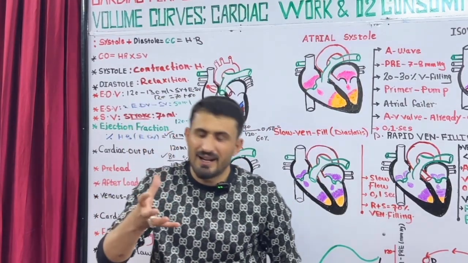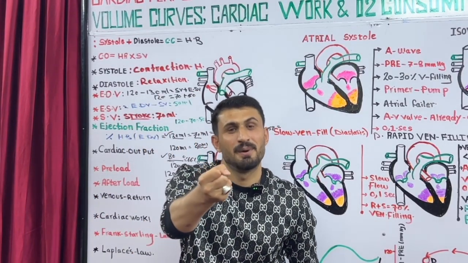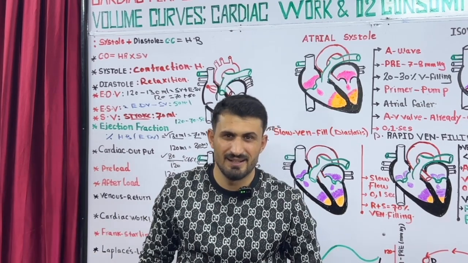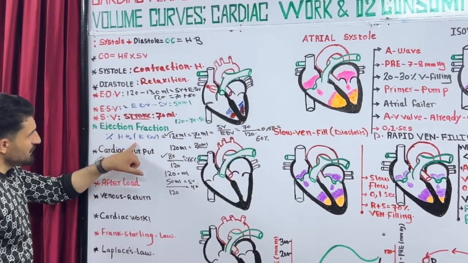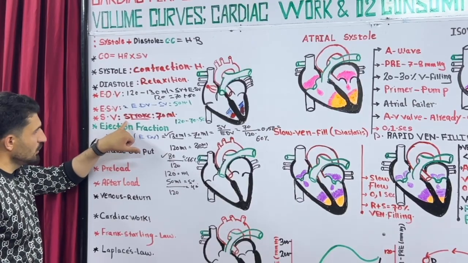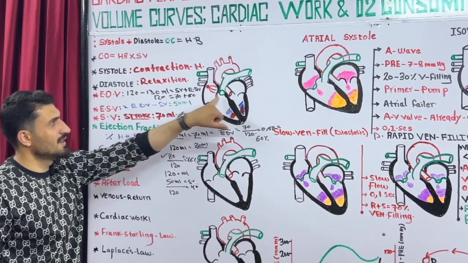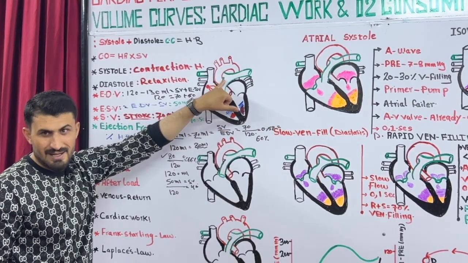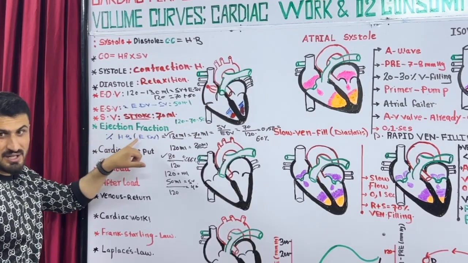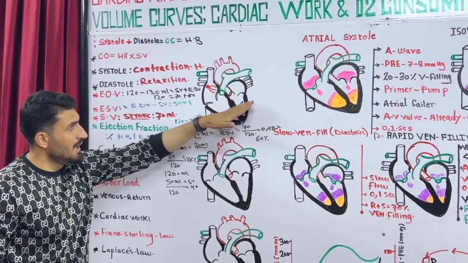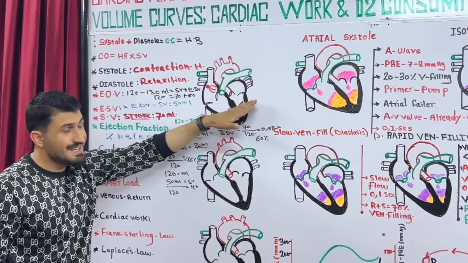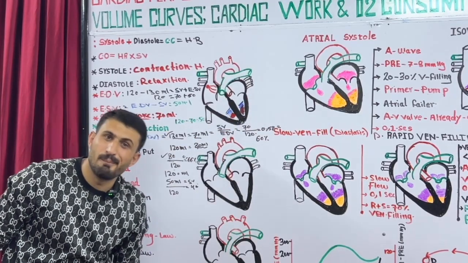It means heart cannot perform its functions. Got it? So this was about the only difference between ejection fraction and stroke volume: stroke volume only tells us how much blood is ejected in one beat, but ejection fraction tells us how much percentage of end diastolic volume is ejected by the heart.